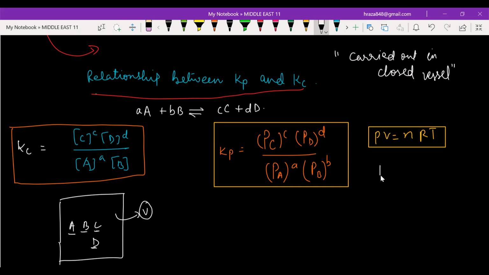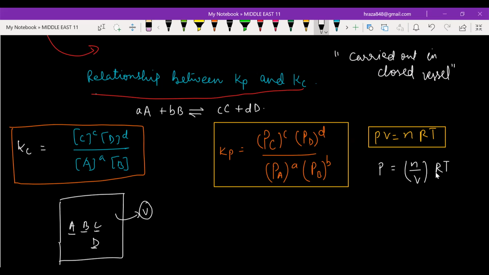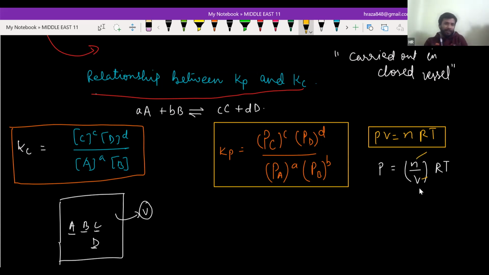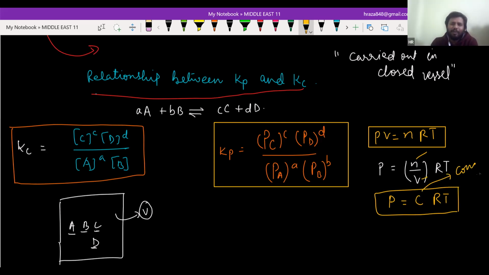Yes, sir. So I'm going to write P is equal to n by V into RT. Can I write it like this? Yes, sir. Now you will see that this is the number of moles, this is volume. That means we can say moles per liter. Moles per liter represents molarity, or not? Yes, sir. Number of moles per unit volume of solution. So this C is for concentration, or I can write M also.